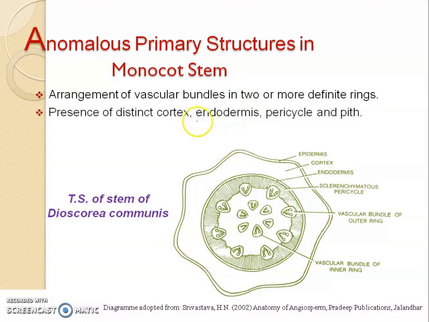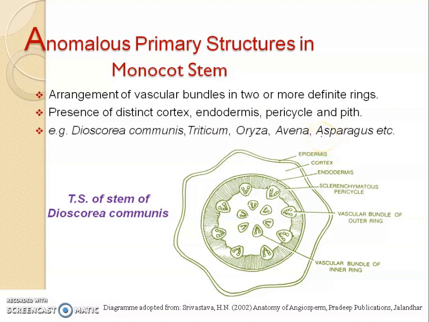Further, there is the presence of distinct cortex, endodermis, pericycle, and pith, which is in contrast with the normal structure in which undifferentiated ground tissue is present. But in this case, ground tissue is differentiated.